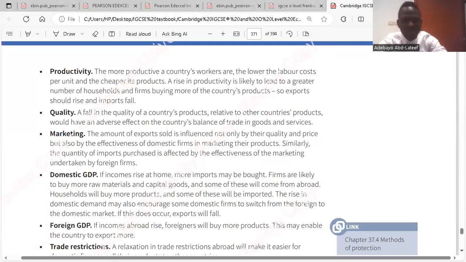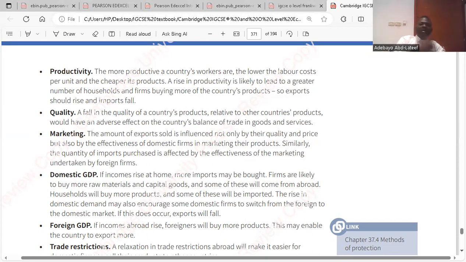Marketing. The amount of exports sold is influenced not only by their quality and price, but also the effectiveness of domestic firms in marketing their products. Similarly, the quantity of imports purchased is affected by the effectiveness of the marketing undertaken by foreign firms. How you are able to create awareness globally will increase the demand for your goods. If domestic firms are able to successfully advertise or market their products, foreign customers will buy. That will increase their exports. But if they can't, they won't.